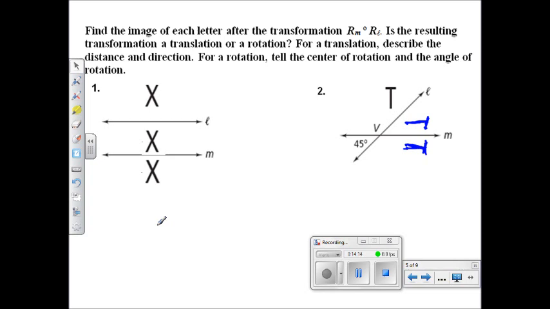What point is this rotating around? V. It's rotating around V. And then what we would have to do is measure that angle. Now, do you have to measure all 3 of the points to find the angle? You should only have to measure 1 because shouldn't it be the same angle for all 3? So this will be easier for you to do on paper with the protractor.